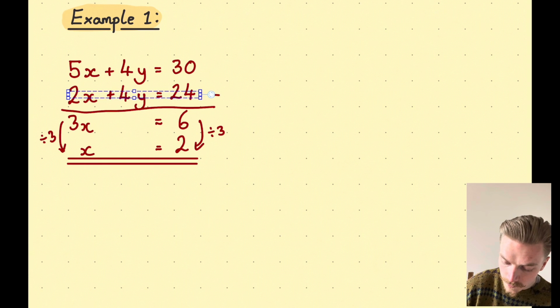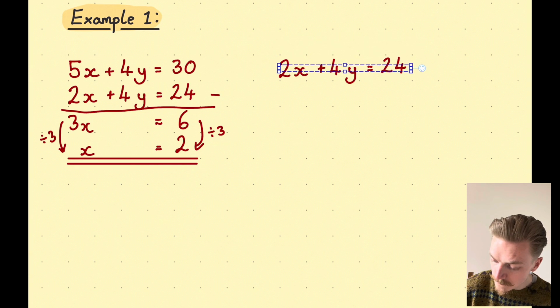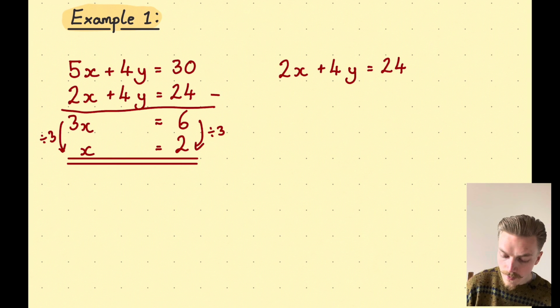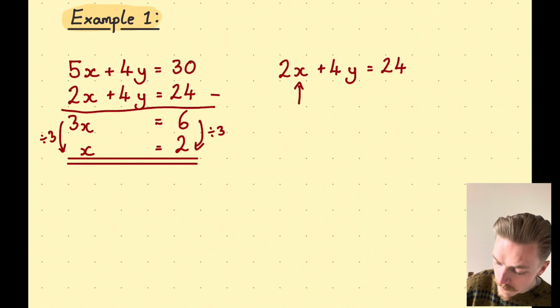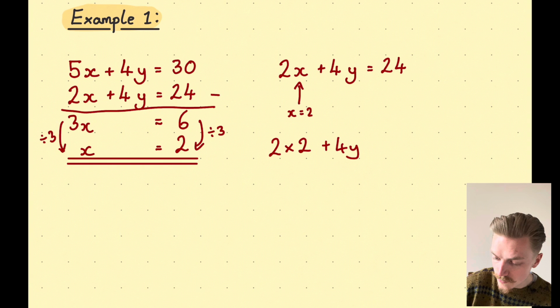I'll just copy this across. So there's my second equation. And I'm going to substitute in x equals 2. So where I've got x here, that is actually 2. So I've just found that out, right? So here I've got 2 lots of 2, so 2 times 2, plus my 4y, which is just there, and then equals 24.